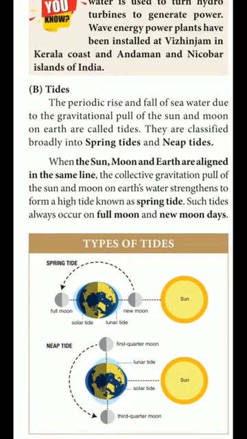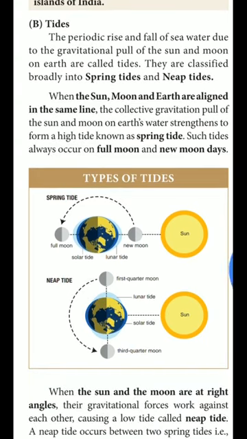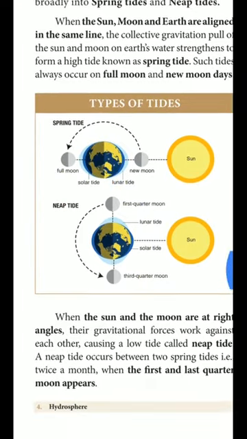What are the two types of tides? Spring tide and neap tide. Okay, so when will this spring tide occur? During full moon or new moon. When will this neap tide occur? Only during the first quarter of the moon or third quarter of the moon will this neap tide occur.